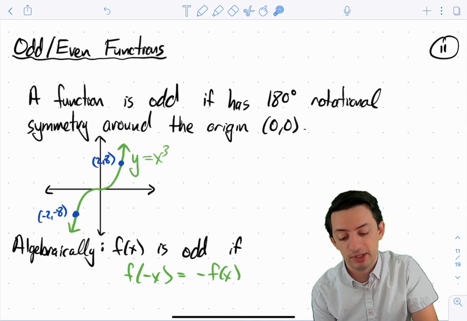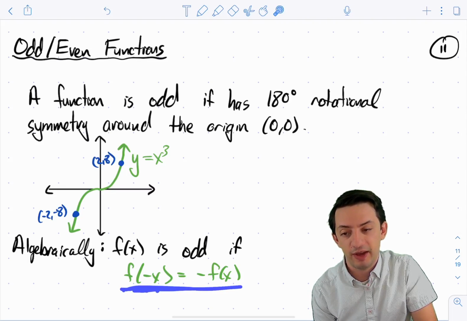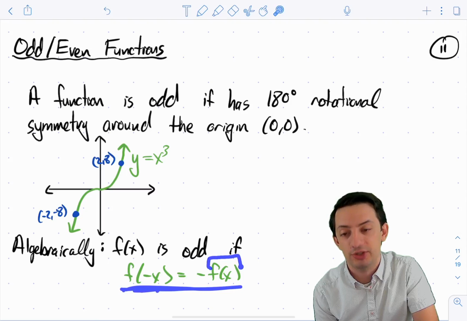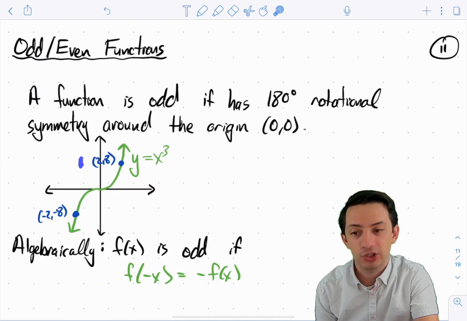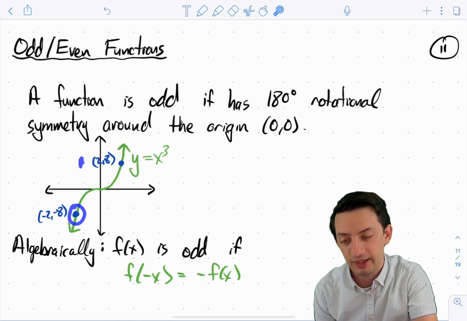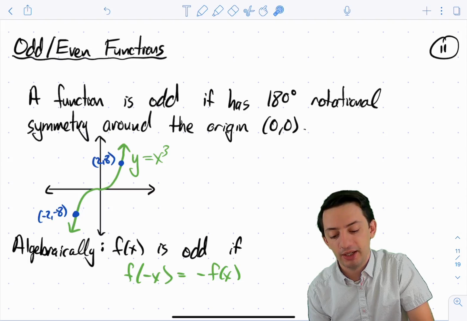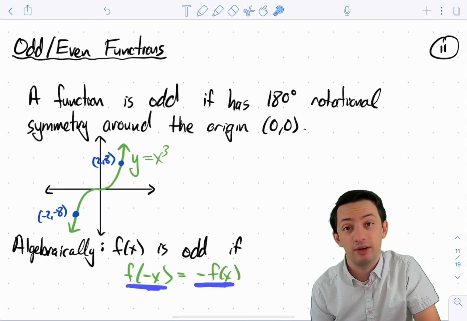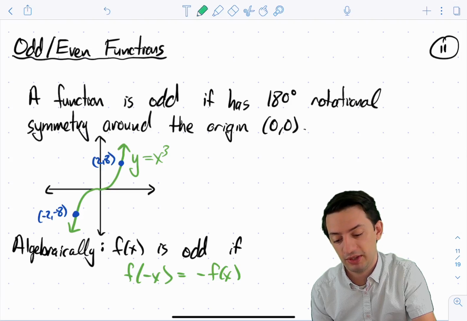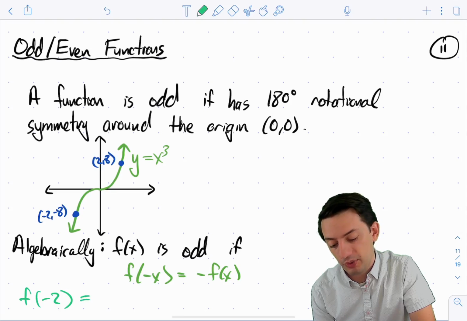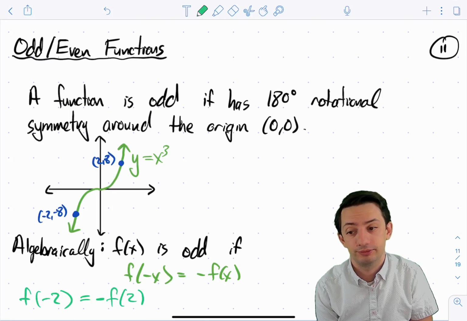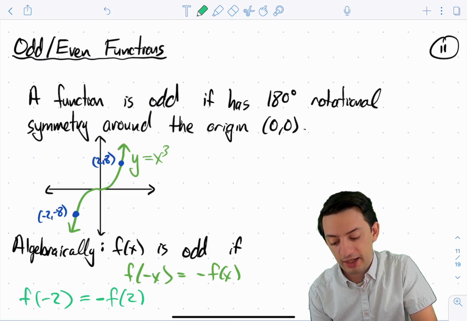So here, my test is very similar. It says if I plug in a negative x value, then what I need to get back is not exactly what I started with, it's negative what I started with. So if I plug in -2, I shouldn't expect to also get 8. I should expect to get -8. Just to write that out explicitly, f of -2: if it was even, we would have said f of 2, but for odd, we add that negative sign, so it's negative f of 2. That means what I get at -2 should be -8, and that's what we have here.